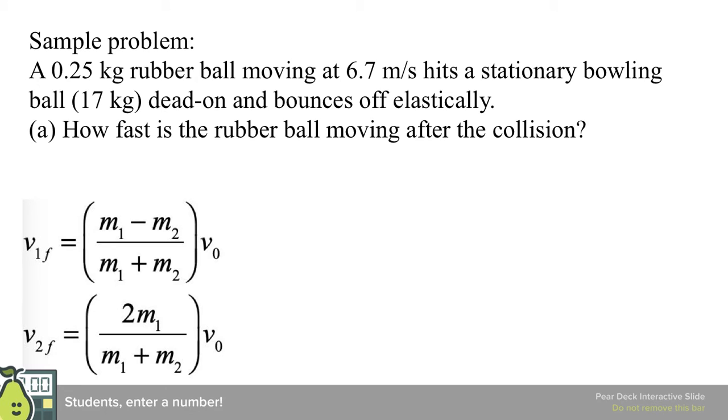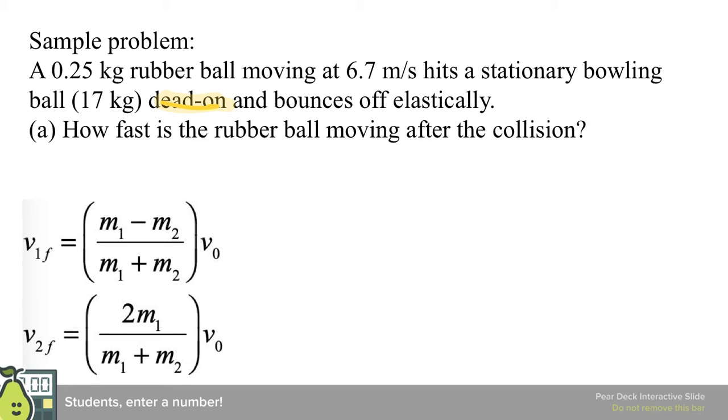A sample problem would be a 0.25 kilogram rubber ball moving at 6.7 meters per second that hits a stationary bowling ball, 17 kilograms, hits it dead on and bounces off elastically. We're going to see that this is important. The dead on bit means that they don't scatter. And we want to know how fast the rubber ball is going after the collision, and also how fast the bowling ball is going after the collision.